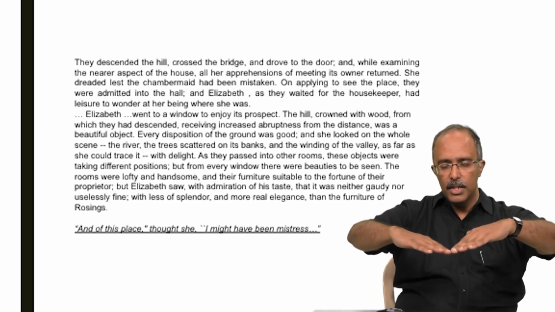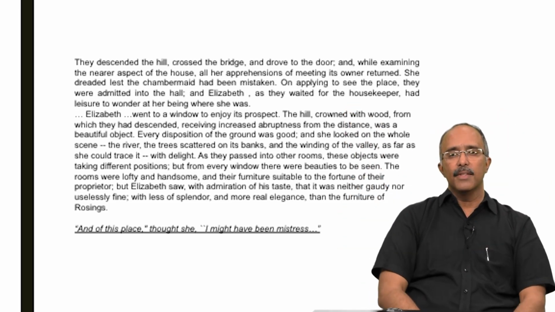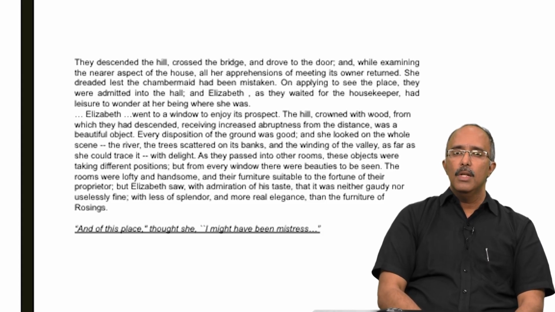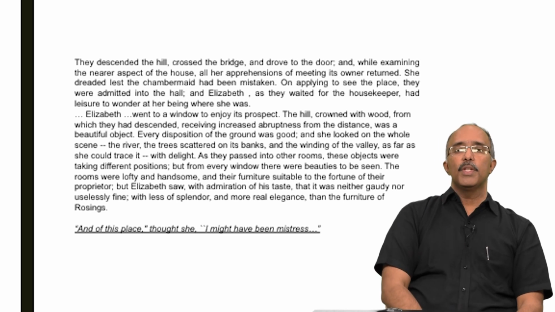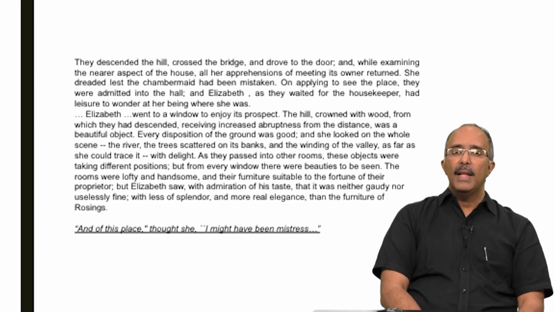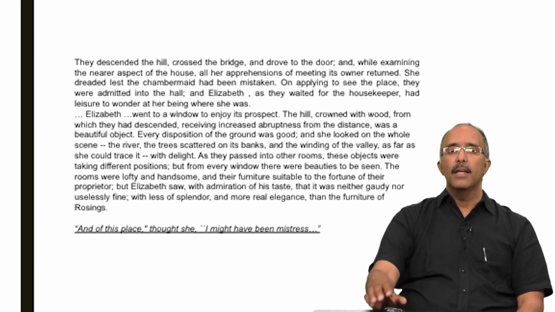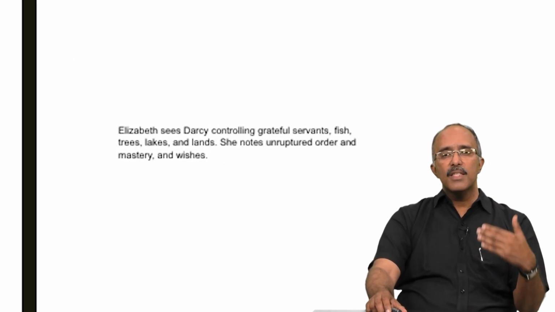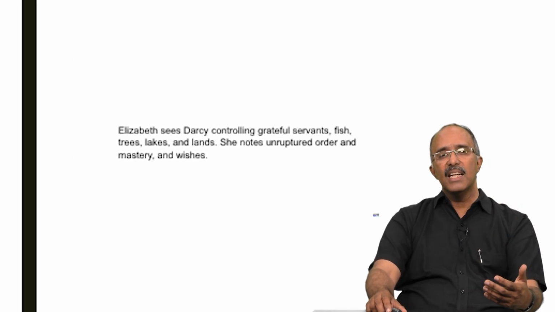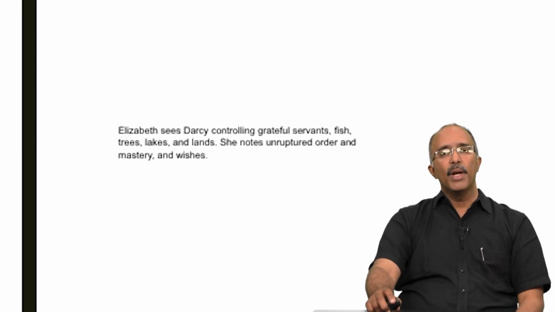She's looking at this sweeping expanse of land, okay? As they passed into other rooms, these objects were taking different positions, but from every window there were beauties to be seen. The rooms were lofty and handsome, the furniture suitable to the fortune of the proprietor. And then she concludes, and of this place, thought she, I might have been mistress. The control over servants, fish, trees, and lands is precisely the key point here.